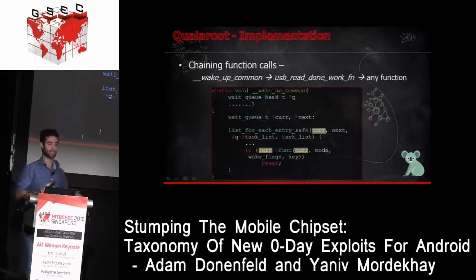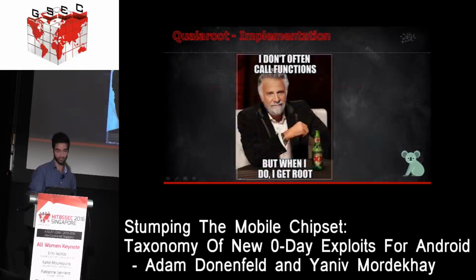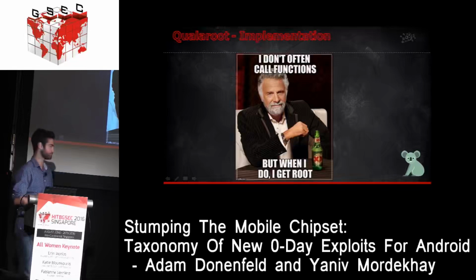So now every time we want to call a function, first we go to wake up common, because that's a function we had in post-packet port. Then we go to our gadget, USB read done work fn, which eventually allows us to call any other kernel function in the system while controlling 100% of the first three parameters. And now we have sufficient primitives to screw up the device and get ourselves root capabilities.